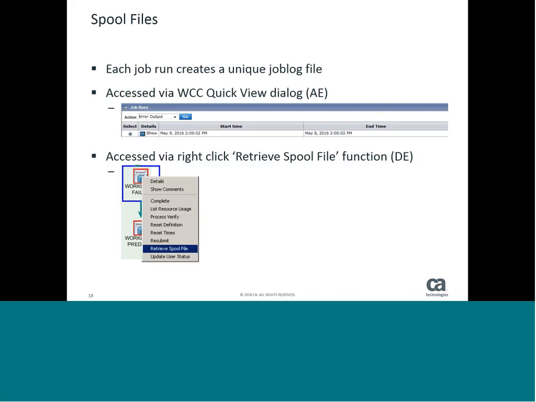Within DE, all you have to do very simply is right-click the unit of work that you are concerned about and select the retrieve spool file function, as you see here within this little mini screenshot that we have. So you can get the spool information either directly on the machine, or you can access it via one of the user interfaces. Obviously, the user interface will be dependent on the solution that you're using.